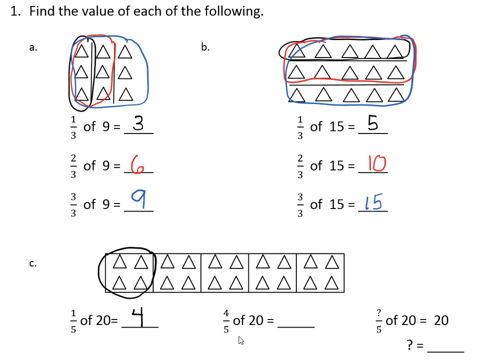To find 4/5 of 20, I want to look at 4 groups. So I'll circle 4 groups. Since there are 4 triangles in each group and there's 4 groups, that means there are 16 triangles. And 4/5 of 20 is 16.